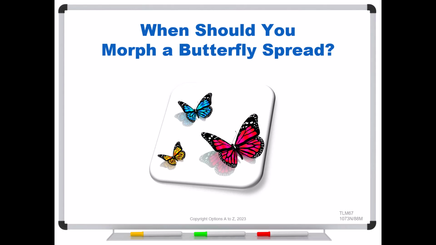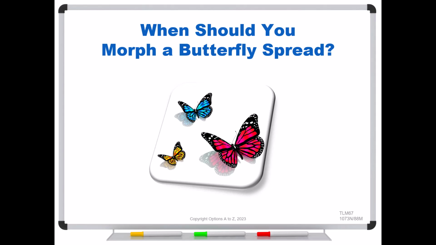And I got another good question from one of the coaching sessions, and I thought it would be something the rest of the group could benefit from. And the question is, when should you morph a butterfly spread? Now, we could also interpret the question to be, when should you morph a condor? Because they're basically cousins. They're sister strategies, and I'll talk about that as well.